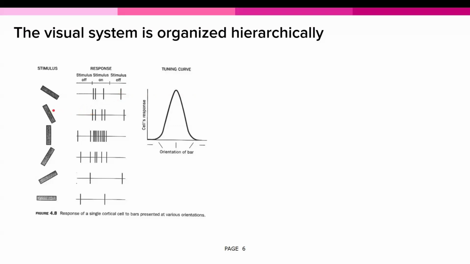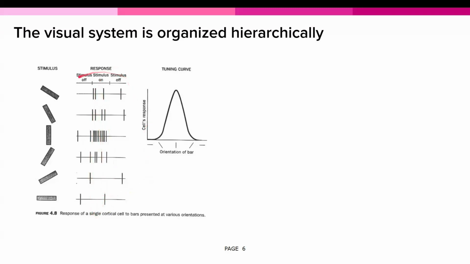Now the stimulus is presented at a slightly more vertical angle. And during the stimulus presentation period, we get 4 spikes instead of 3. When the bar is at a perfectly vertical angle, we're getting quite a few spikes. So a very strong response to this vertical bar. And then as we rotate the bar away from that vertical angle, we're getting less and less spikes during the stimulus presentation period.